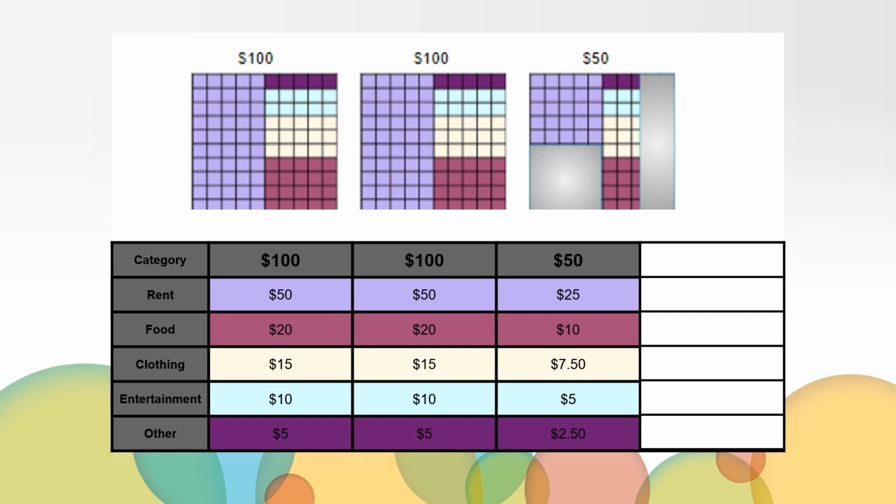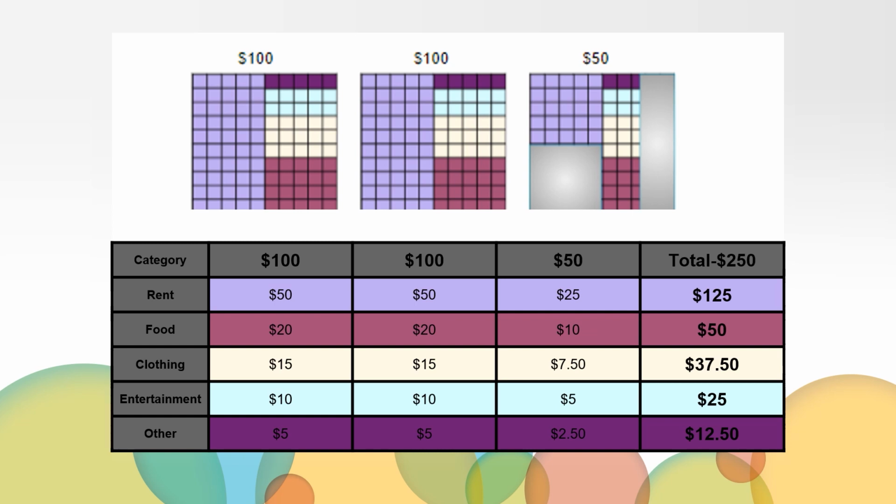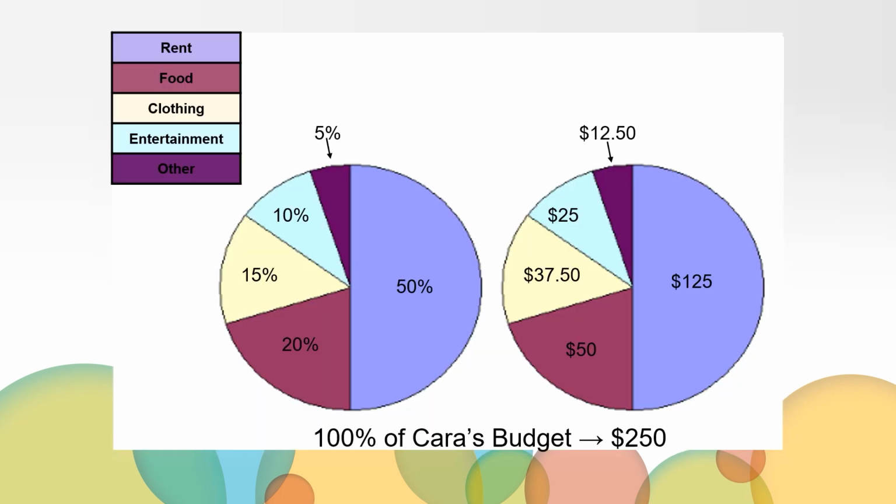On the left, we can see that the rent accounted for 50% of Kara's budget. Since her budget was $250, that means that $125 of her $250 was spent on rent, or half of the $250 was spent on rent. When we find the amount represented in each category, it needs to add up to 100% of her $250 budget. We will continue exploring this idea in upcoming lessons.